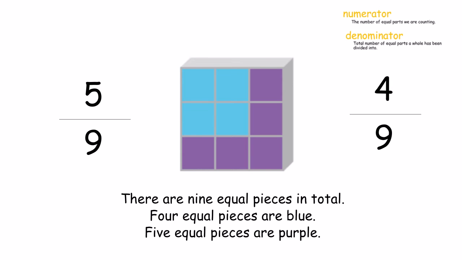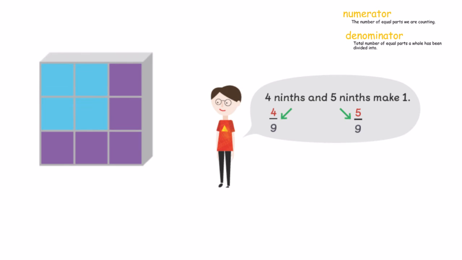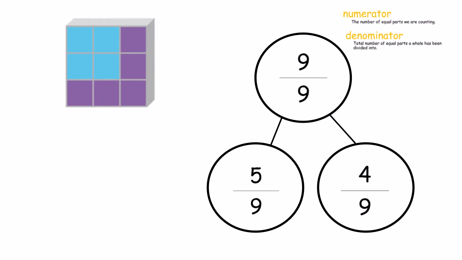We say this as 5/9. We can see that 4 pieces of blue and 5 pieces of purple make a total of 9 pieces. So we know that 4/9 and 5/9 make 1. This makes the whole. We could also show this using a part-whole model.